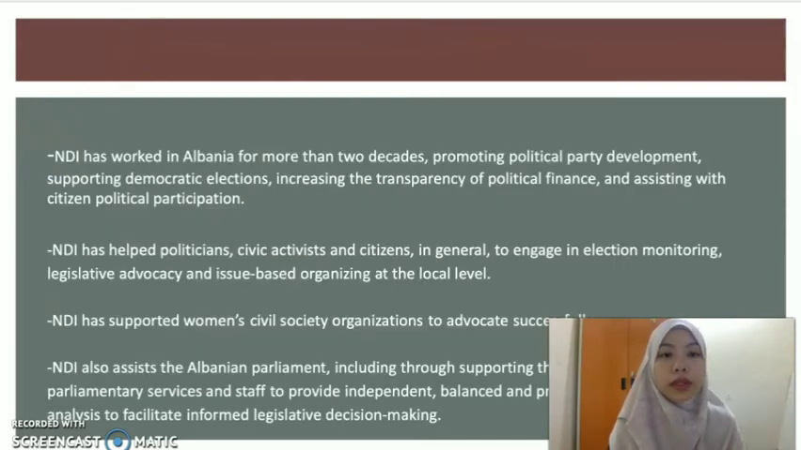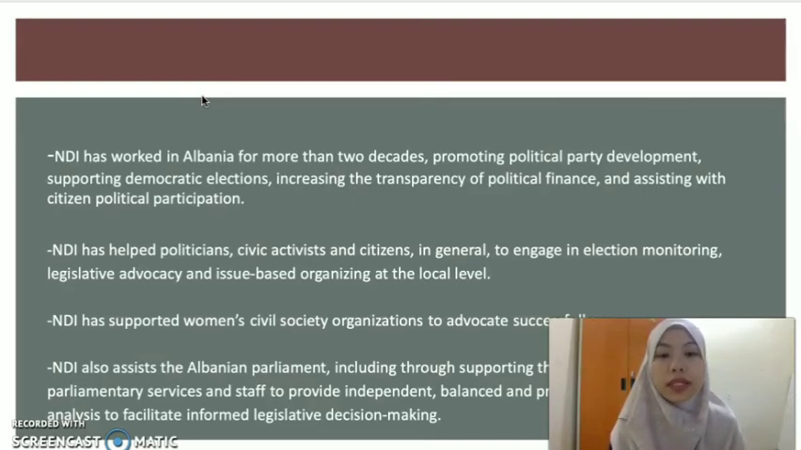Next, we move to the next point, which is that NDI has worked in Albania for more than two decades, promoting political party development, supporting democratic elections, increasing the transparency of political finance, and assisting with citizen political participation, particularly among women and youth. NDI also helps politicians, civic activists and citizens in general to engage in election monitoring, legislative advocacy and issue-based organizing at the local level.